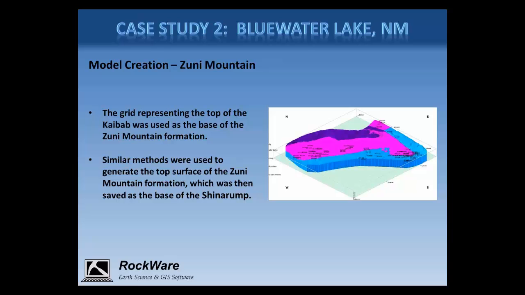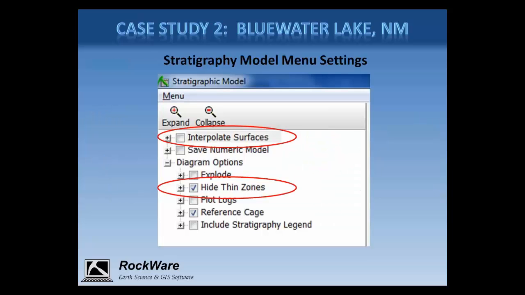Because the top surface of the Shinnerup unit was weathered away, we were simply able to use the DEM grid as the top of that unit. The diagram above was created through the Stratigraphy model menu in the Borehole Manager.